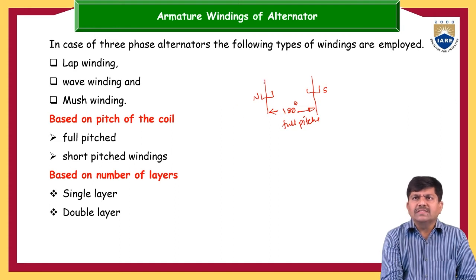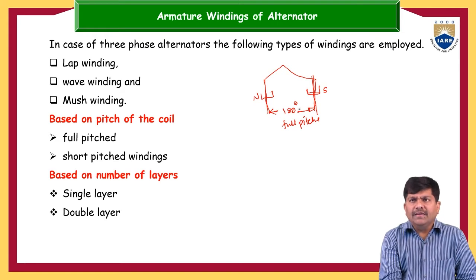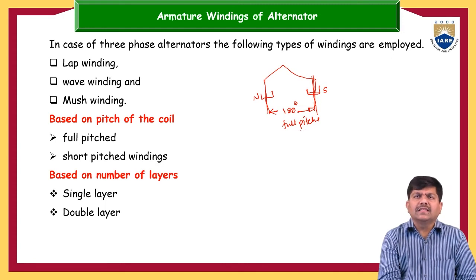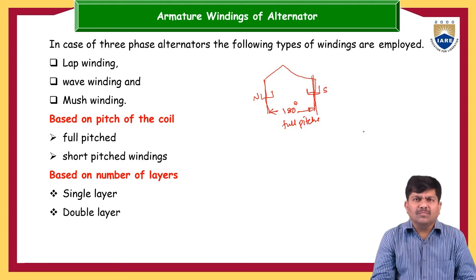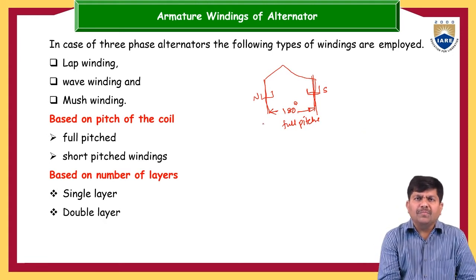So suppose this is a conductor influenced with the north, and this is another conductor influenced with the south pole, and these two are connected back to back. If the electrical separation between them is 180 degrees and the two conductors are joined together, this is nothing but the full pitched coil. Now in this full pitched coil there are some harmonic issues. So for better optimization, generally short pitched windings are used.